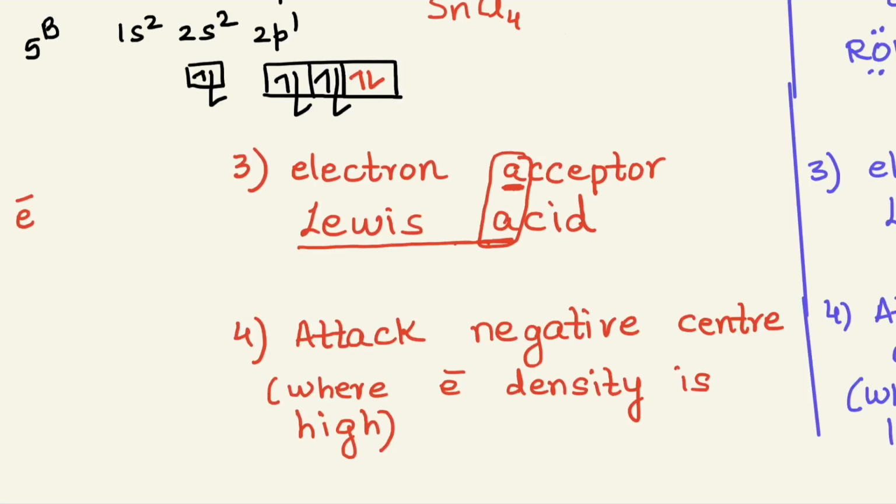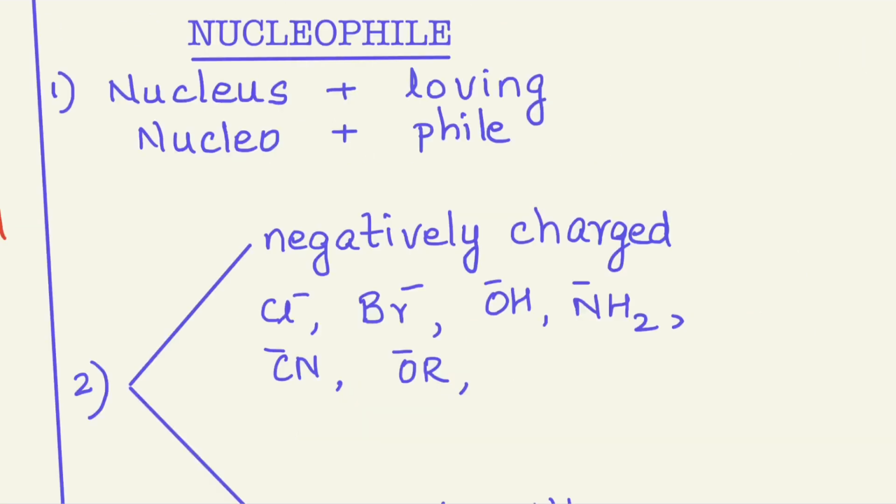I will give you time to write all of these notes. First, understand. Now what about nucleophiles? Now what is the charge on the nucleus? Yes, nucleus is positive, right? Loving. So that means a species which has an affinity for the positive charge. So what nature or what behavior will it have on its own?